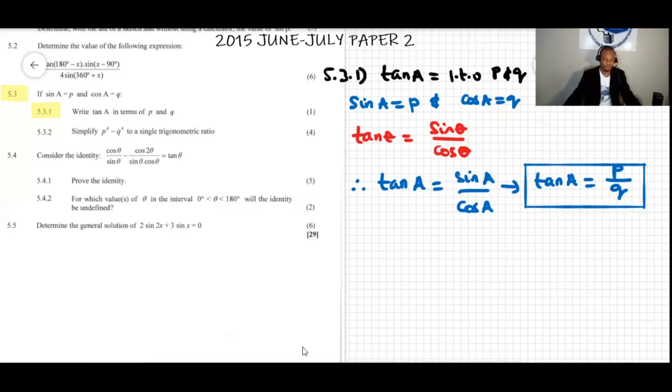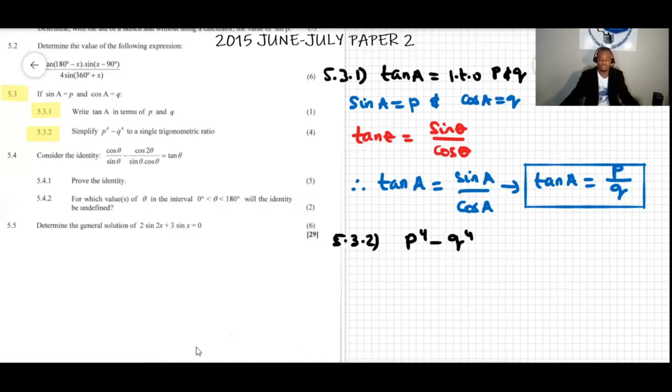Now we're going to do 5.3.2. The question says, simplify P to the power 4 minus Q to the power 4 to a single trigonometric ratio. All right, I'm going to write here 5.3.2. We do know the value of P and Q. First of all, it's better for us to simplify P and Q as they are, I think, because I'll write the formula first.